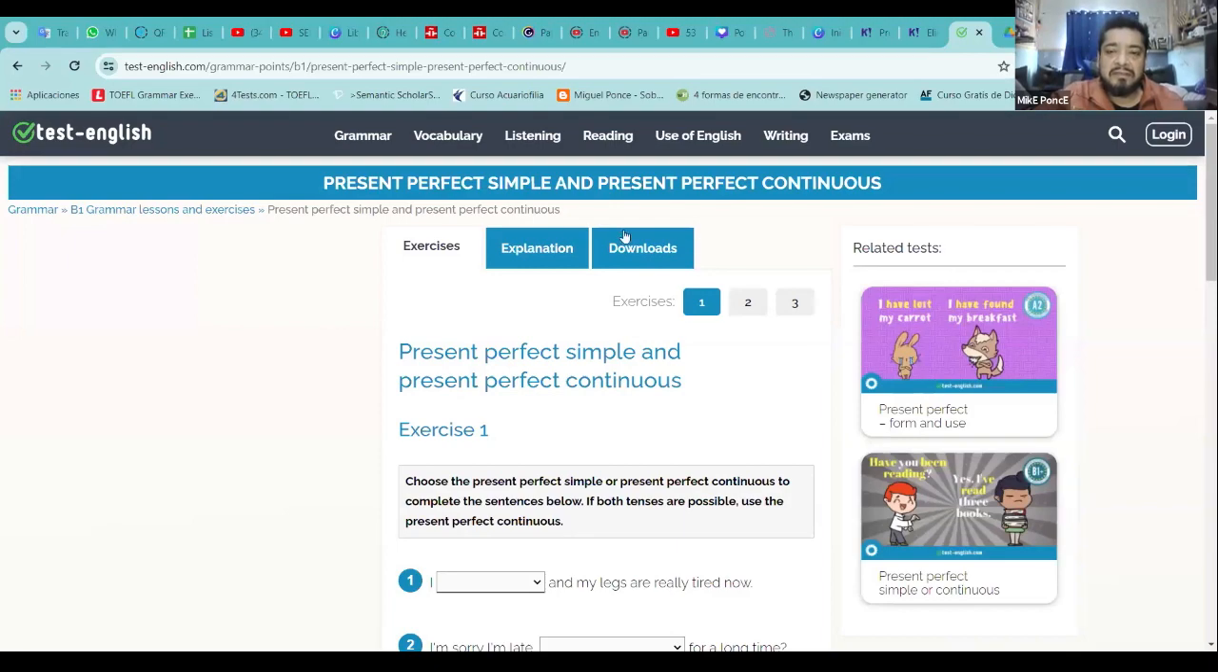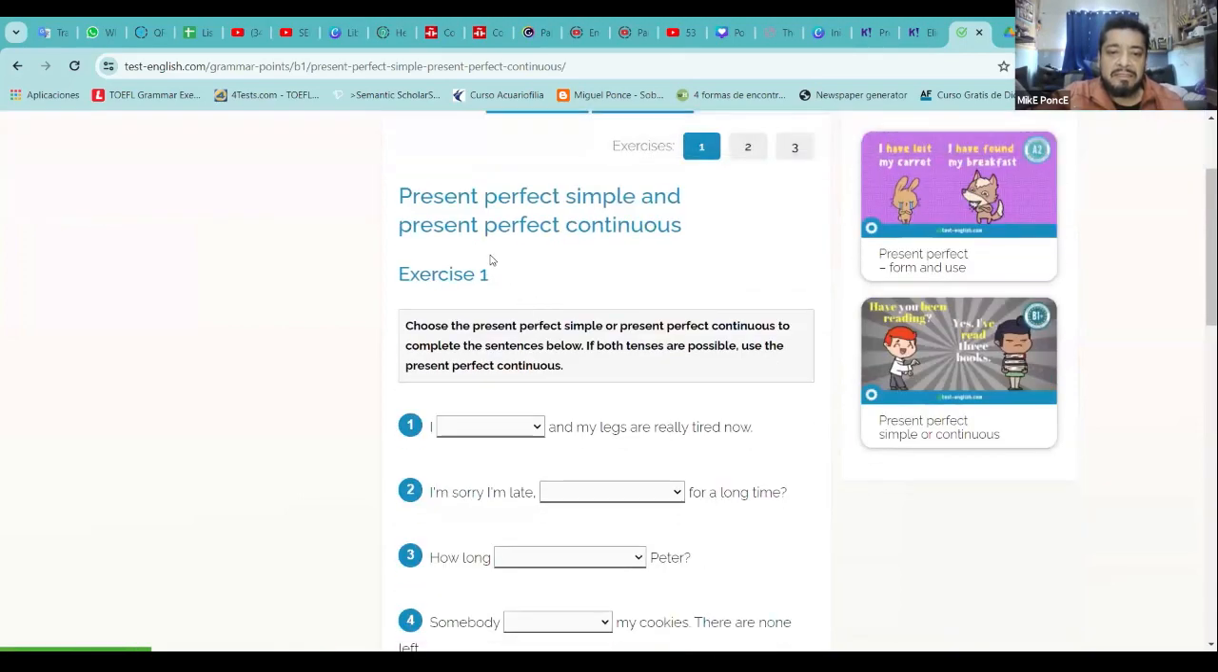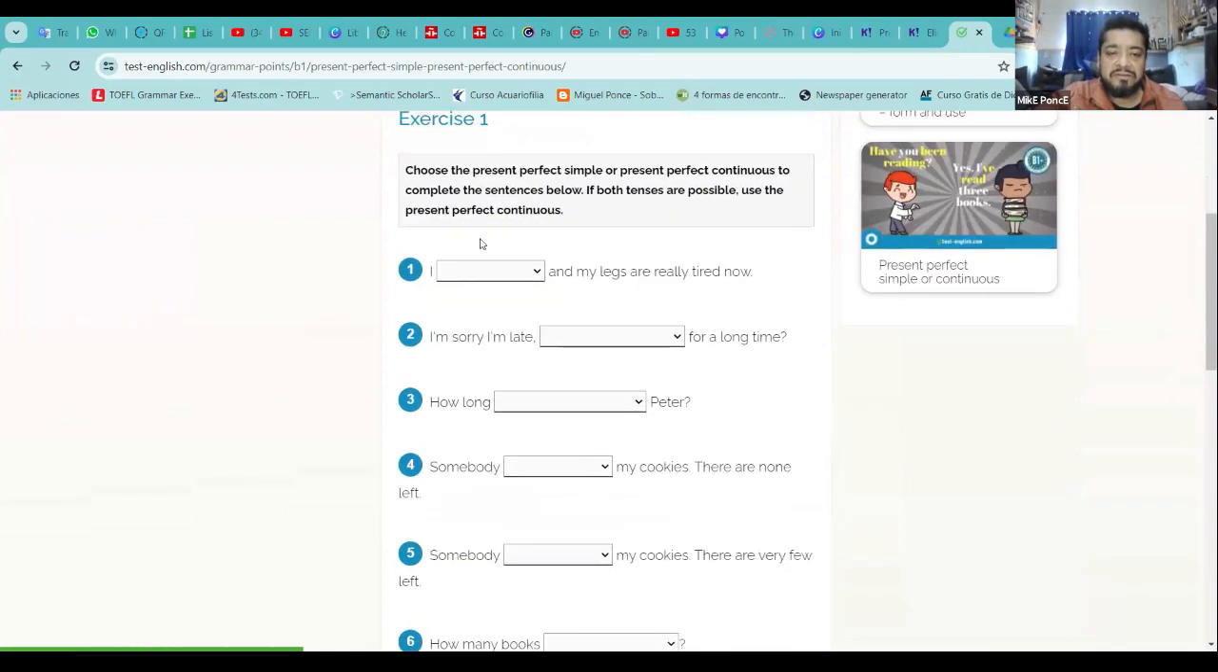Yes, at this moment you can pause the video and go to the exercise, because we will work on this exercise here. You can check your answers here too. Remember, the link is going to be in the comments of this video or in the information from this video. Well, present perfect simple and present perfect continuous.